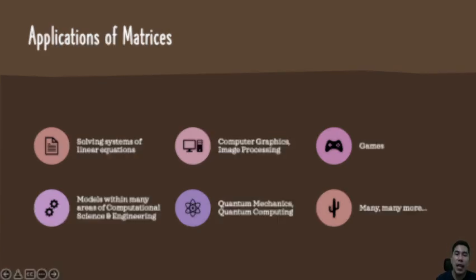So these are the applications of matrices. We have solving systems of linear equations, computer graphics, image processing, games, models in many areas of computational science and engineering, quantum physics, quantum mechanics, and quantum computing, and many more.